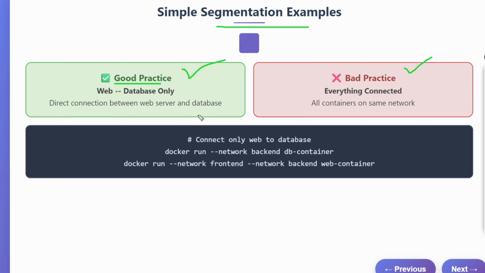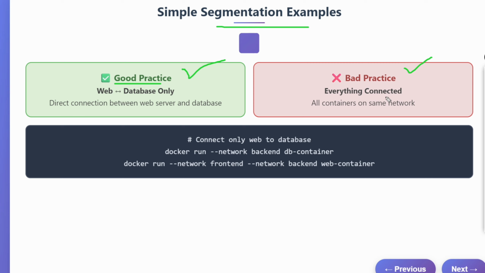So there is a direct communication between the web server and the database server. That particular web container can talk to the database container, but not to the other containers involved in the environment. This practice keeps the communication very clear and secure. That is the good practice of segmentation.